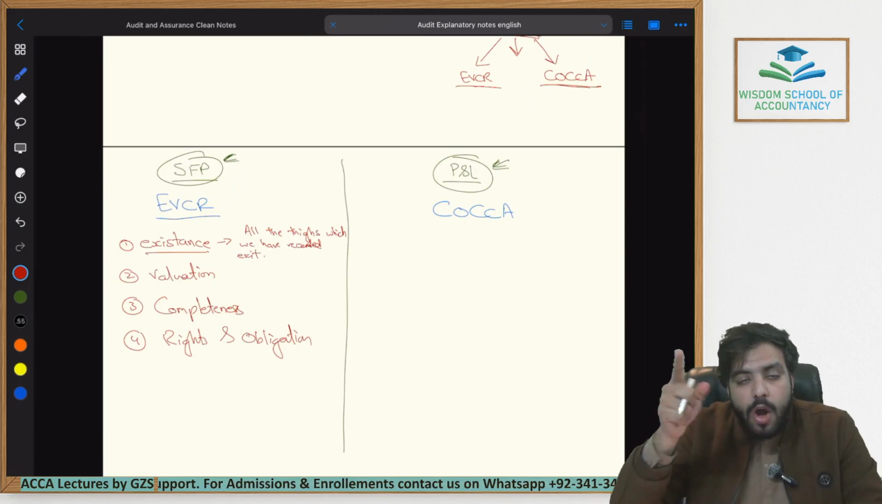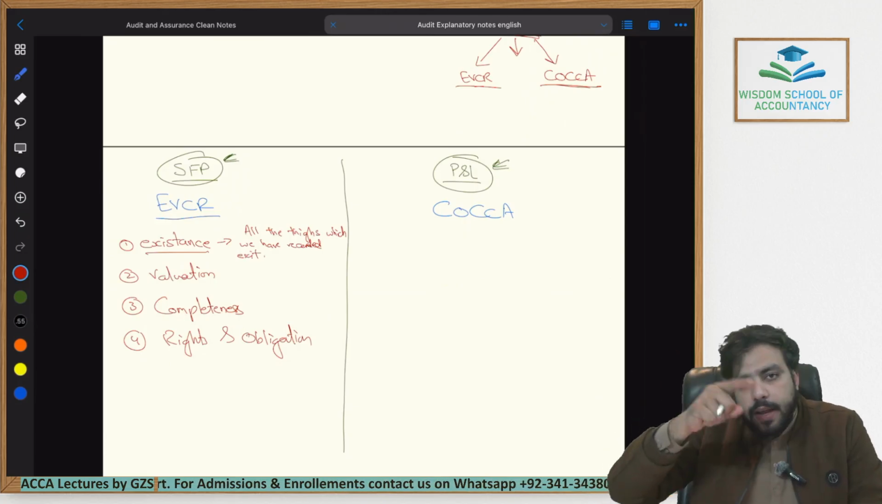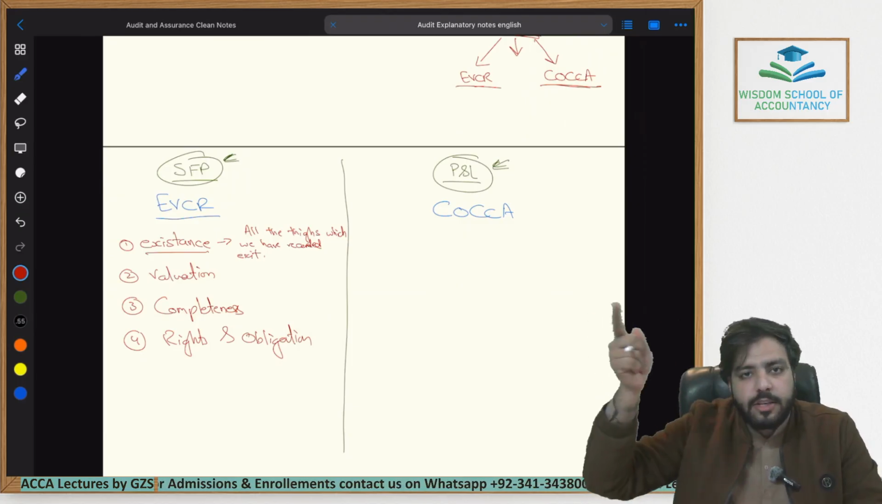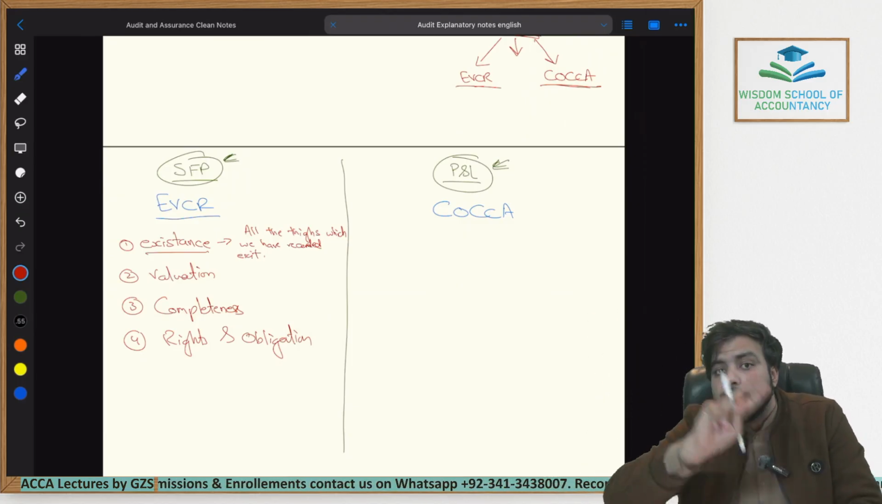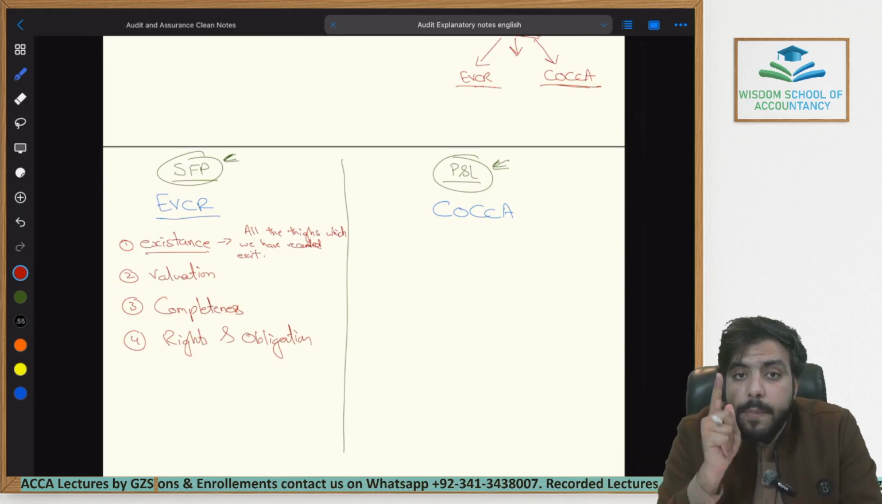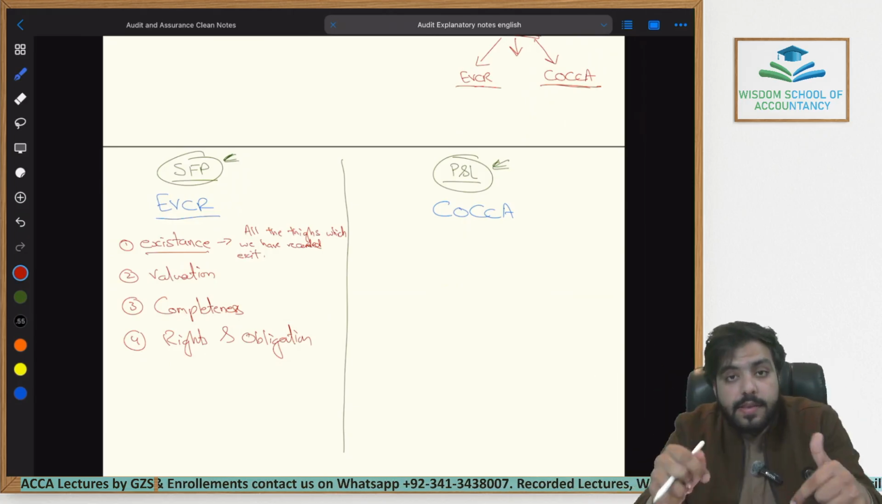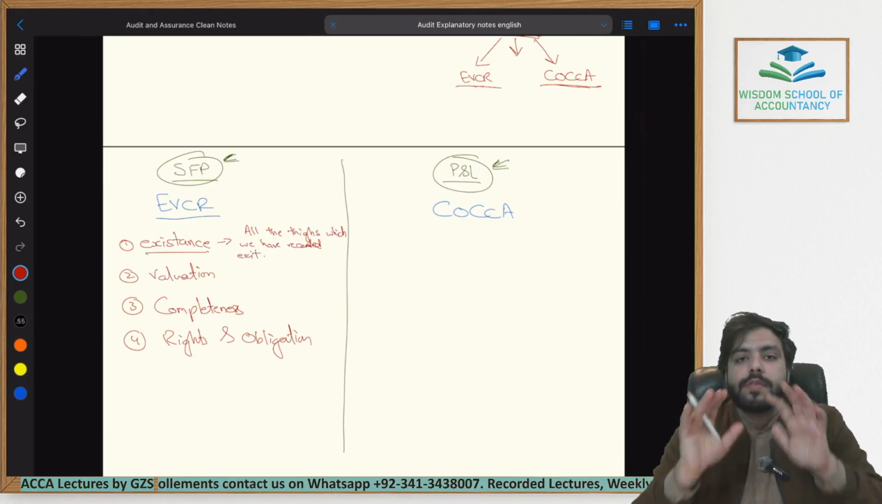All the assets, all the liabilities, the receivable, the inventory, the property, plant and equipment, intangible asset. We have not recorded anything because it does not exist. We have recorded it because it actually exists and we actually have them. That is why we have recorded them.